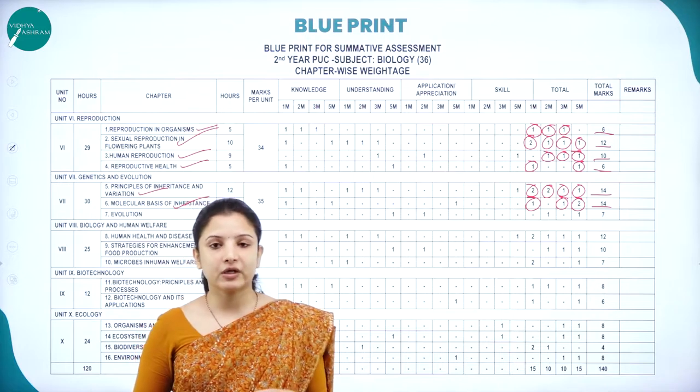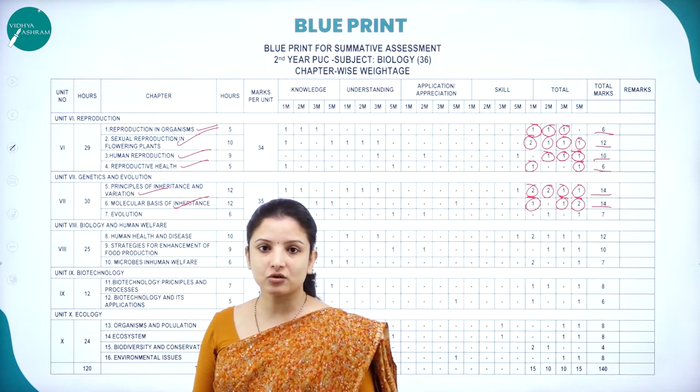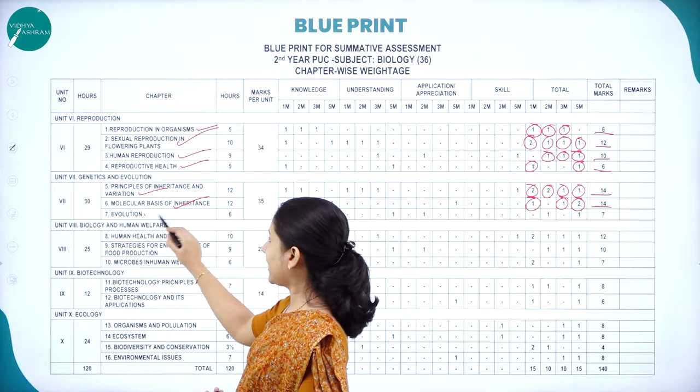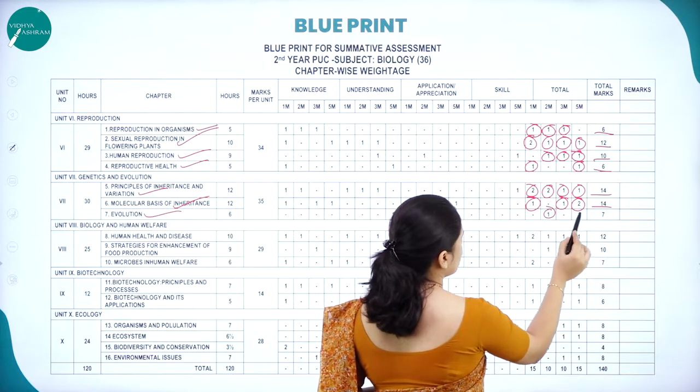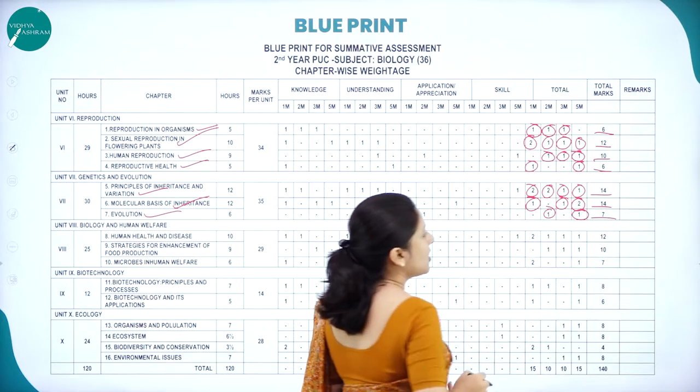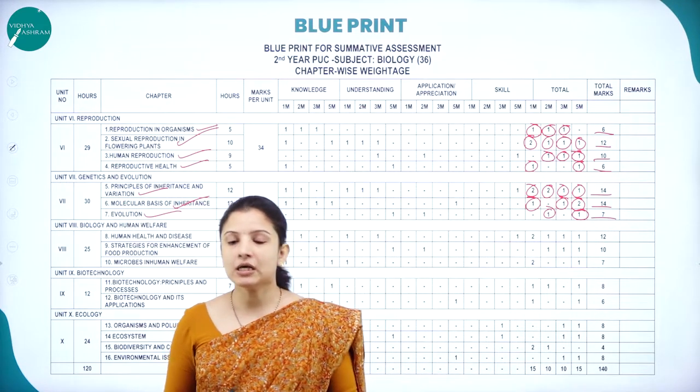So, molecular basis of inheritance is everything about DNA. This also carries 14 marks. Next, we have evolution. So, from evolution, it is 2 mark, 1 question and 5 mark, 1 question, therefore having a total weightage of 7 marks.